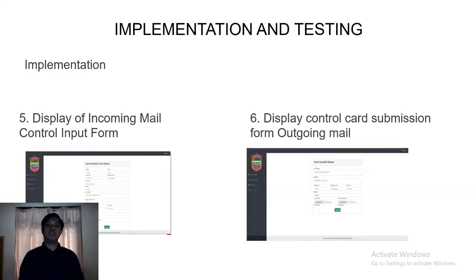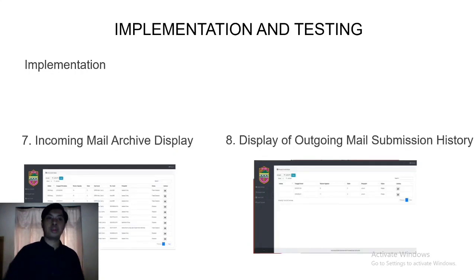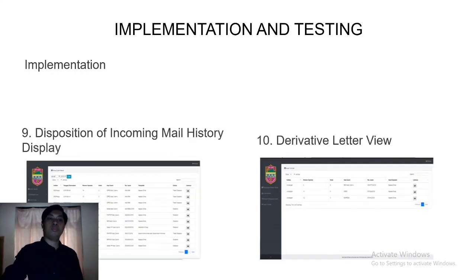Number five, display of the incoming mail control input form. Number six, display of control card submission from outgoing mail. Number seven, incoming mail receipt display. Number eight, display of outgoing mail submission history. Number nine, disposition of incoming mail history display. Number 10, derivative letter view.